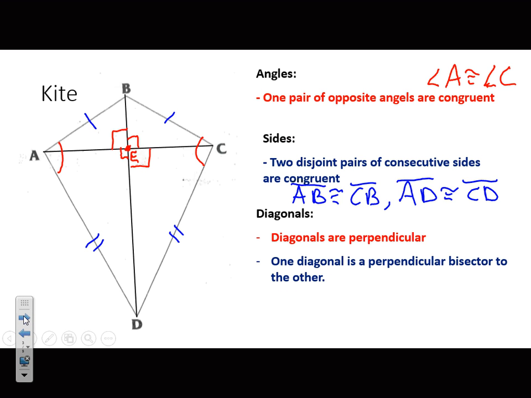Also, one diagonal is a perpendicular bisector of the other. So if we look at these ones, if we were trying to figure out which ones look like they are the same measurement, we're going to go right here. A to E and C to E. So AE is congruent to CE.